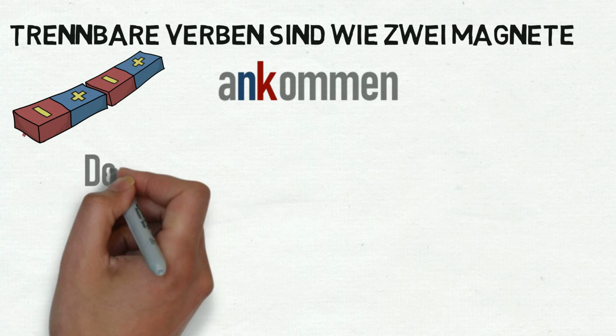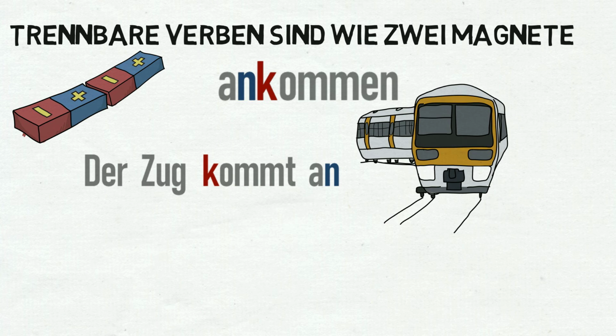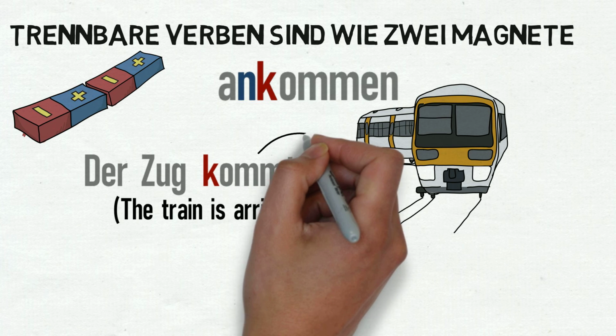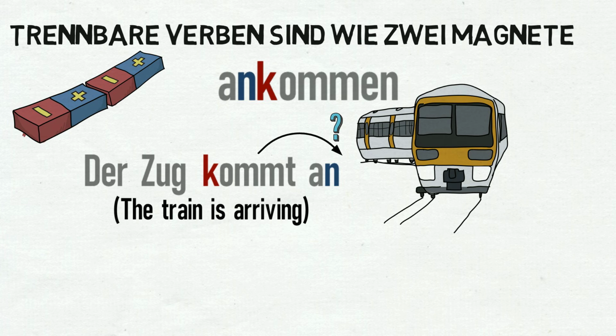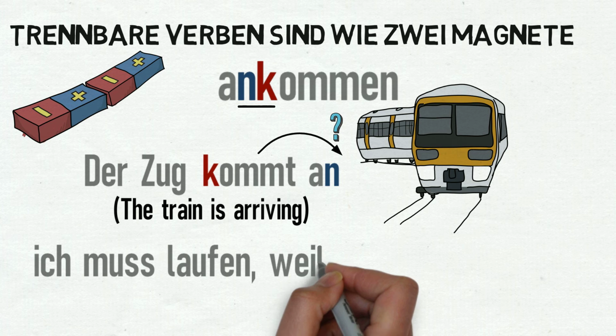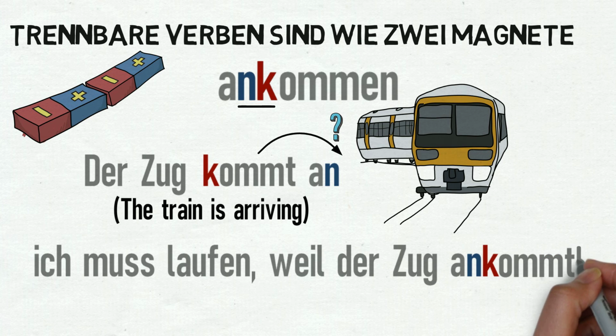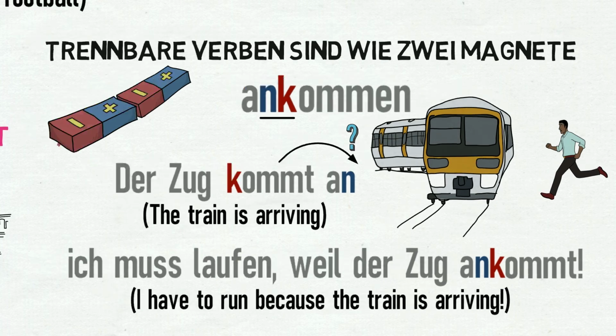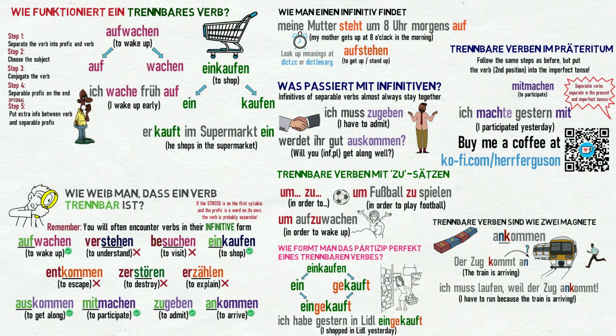We can see that in the sentence, Der Zug kommt an. The train is arriving. But what happens when we use a subordinating conjunction or boot word to send the verb to the end? If the verb kommt were sent to the end of this clause, the N of an and the K of kommt would be next to each other, and so the verb would click back together. For example, Ich muss laufen, weil der Zug ankommt. I have to run because the train is arriving. So that's how to use separable verbs in a number of different scenarios.